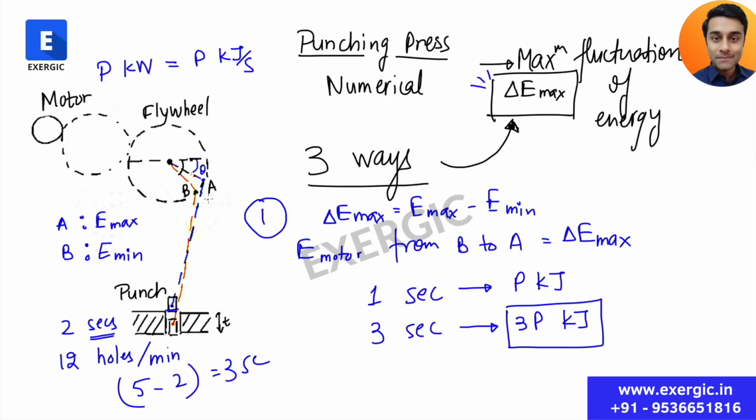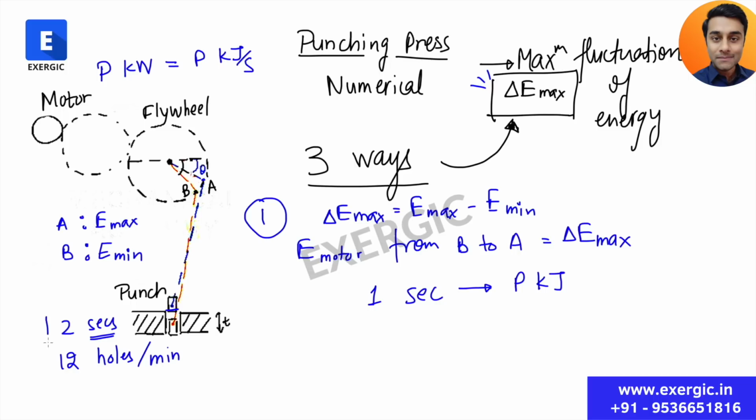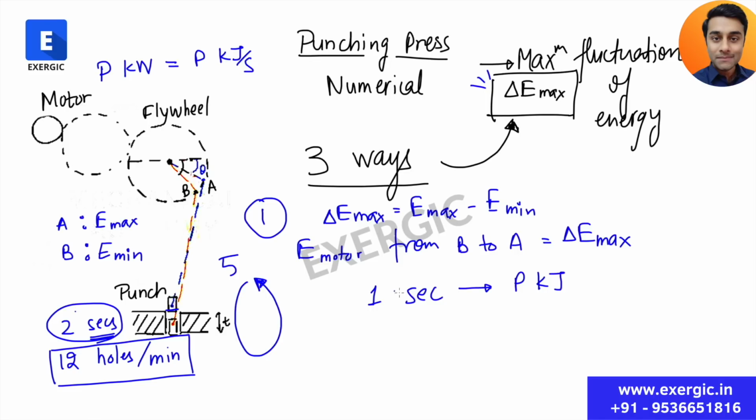The energy given by the motor in moving from b to a is nothing but the maximum fluctuation of energy. So you need to look out for such data, like the time of the cutting operation, the time of the punching operation, or the number of holes created. They can give you the number of holes created per minute or per second or per hour. You have to convert it so that you can calculate how much average time is consumed in creating one hole, so that you can take the difference of these and find out the actual time taken in moving from b to a, from minimum to maximum energy.